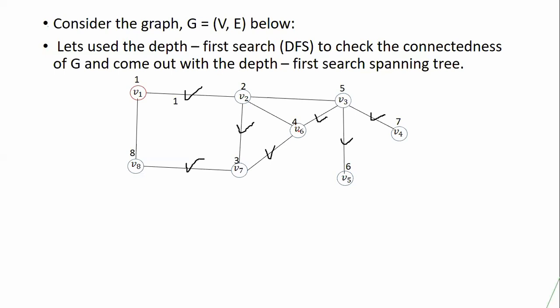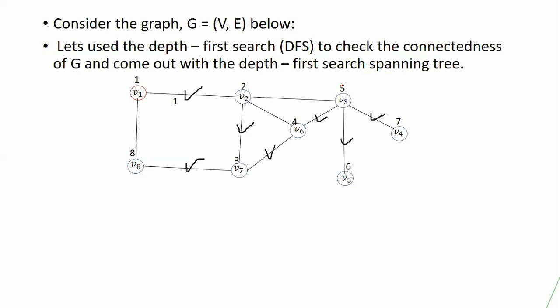Now at V6, we have the adjacent V7. Now let's forget about V7 because we are coming from that vertex. So we have V2 and V3. Now if we go to V2, V2 has already been visited, so we can't go there again. Don't forget, we are visiting every vertex once. So we have only one vertex to go, which is V3. So let's go to V3.